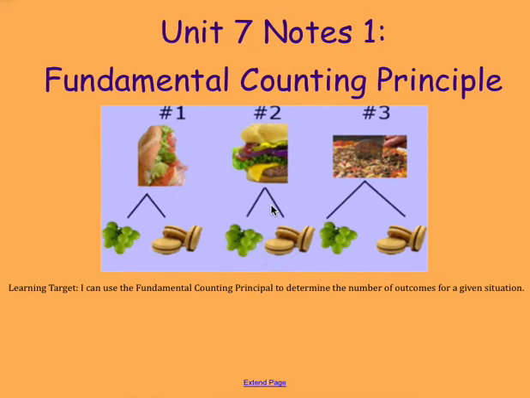Hey ladies and gentlemen, this is Miss Humbert here, and today we're going to be doing Unit 7 Notes 1. So we're going to be talking about the fundamental counting principle. The fundamental counting principle is used to determine how many outcomes there are for a given situation.